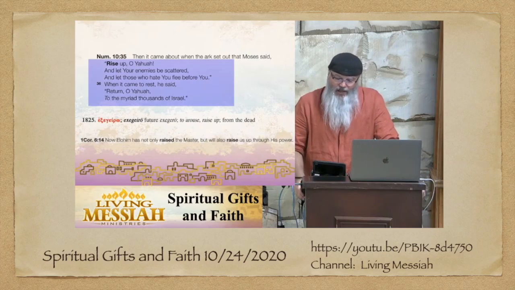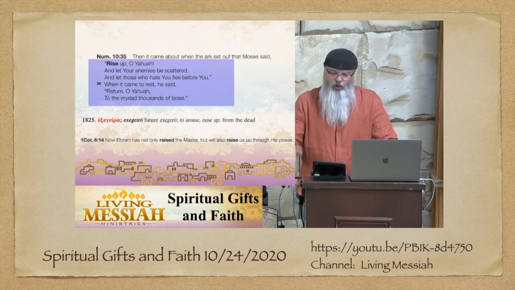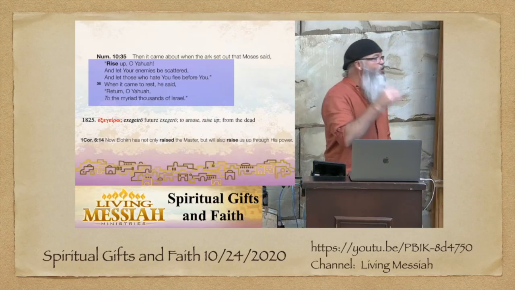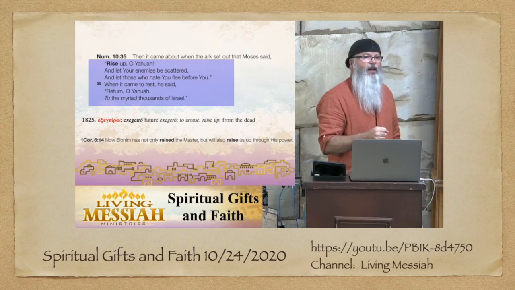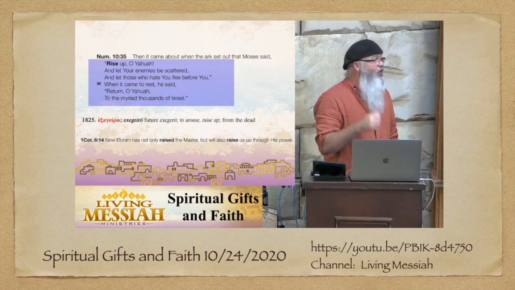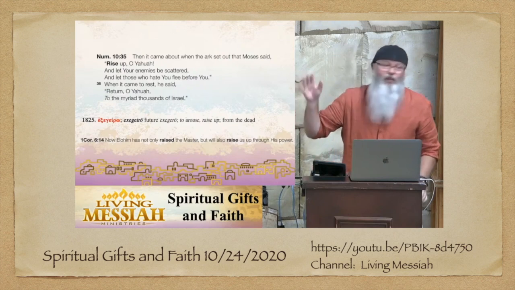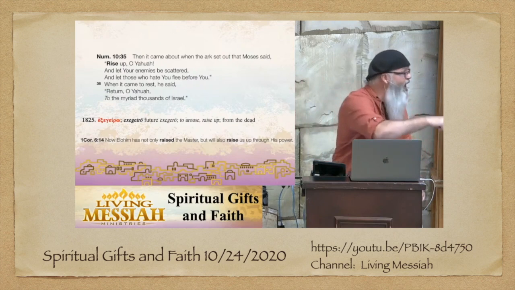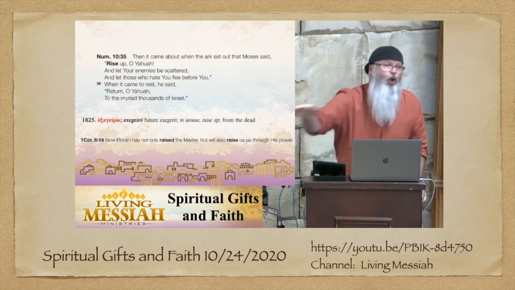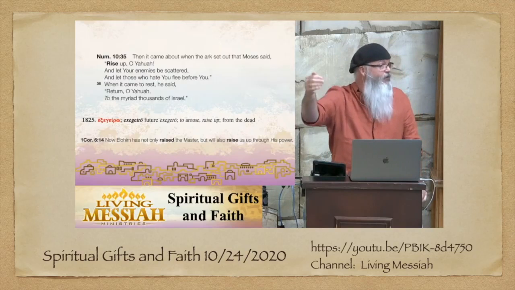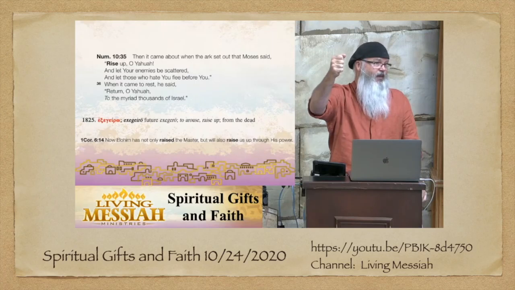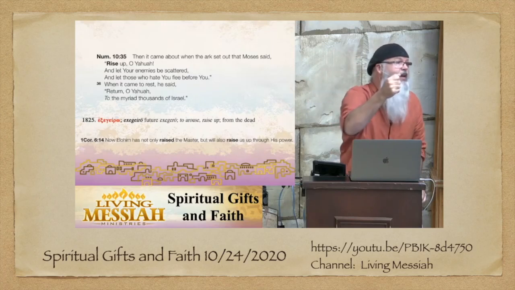Arise, Yahweh, and let your enemies be scattered. Let those who hate you flee from you. When it came to rest, he said, return, Yahweh, to the myriad and thousands of Israel. So in other words, when Yahushua rose from the dead, what did he say? He went and proclaimed to the captives, to all the enemies of the world, I now have reign and authority over all kingdoms. I now have the reins and authority. Everything is subject to me now.